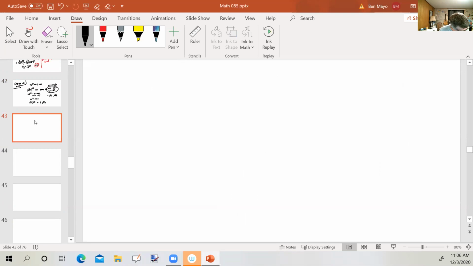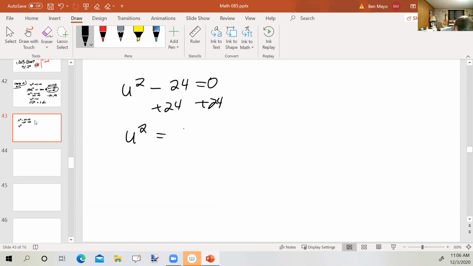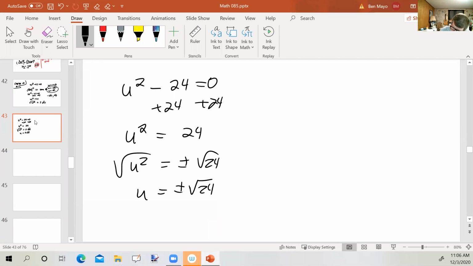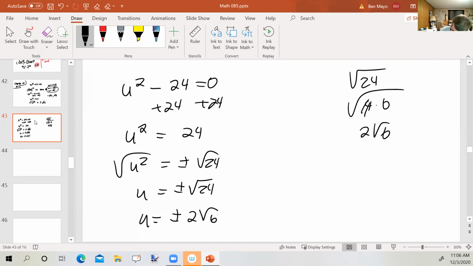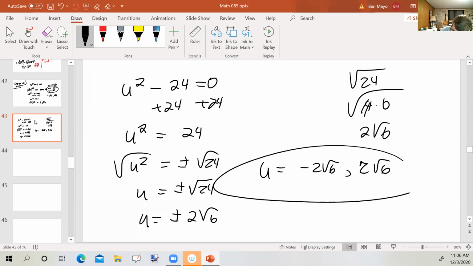Okay. Let's say we've got something like this. U squared minus 24 equals 0. So I'm going to get it in that form I want, which is that. Taking the square root of both sides, we get this. However, the square root of 24 is the square root of 4 times 6 is 2 square roots of 6. So this becomes plus or minus 2 square roots of 6. So u equals negative 2 square roots of 6, comma, 2 square roots of 6. There would be your two answers. So you're expected to simplify any radicals that you can.